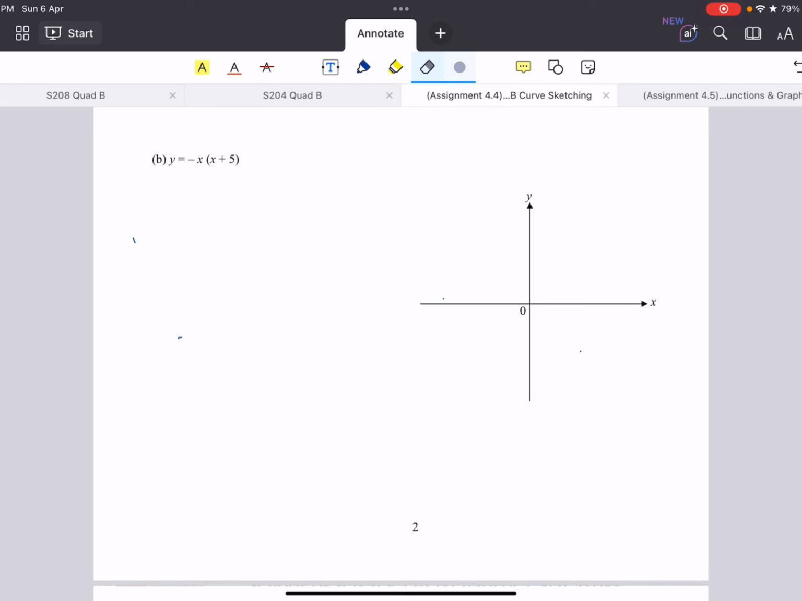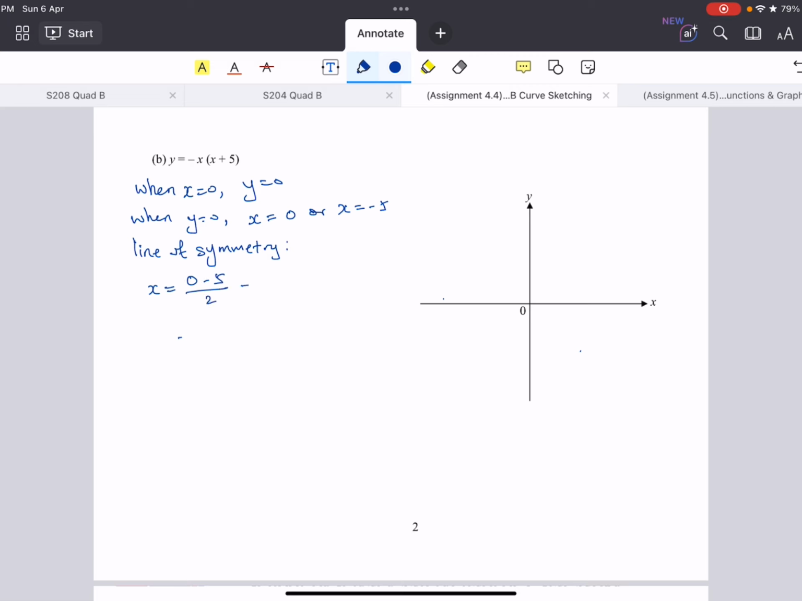Okay, let's continue with the second one. Same procedure again. When x is equal to 0, y is equal to 0. Nice, we know that the graph actually cuts the origin. How about when y is equal to 0? This time round, x can be 0 or x can be negative 5, right? So same idea. Now I find the line of symmetry. My x is equal to the average of these two values, which will give us negative 2.5. So we've got the line of symmetry.